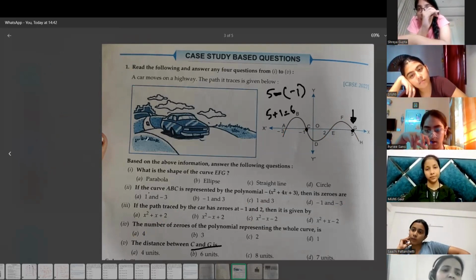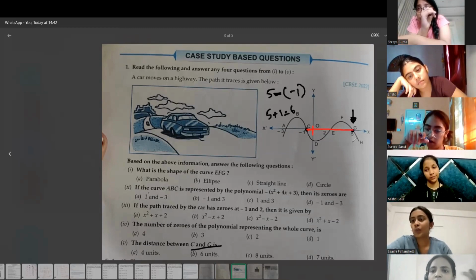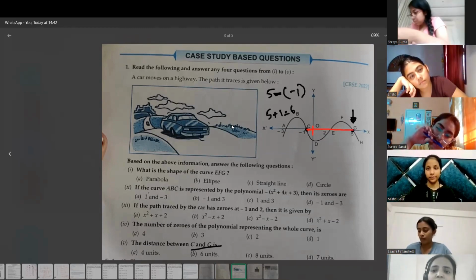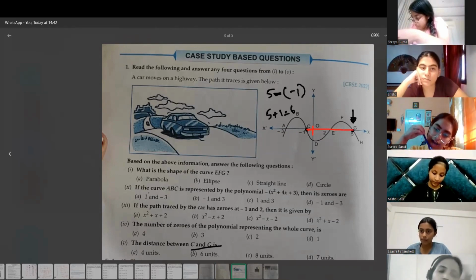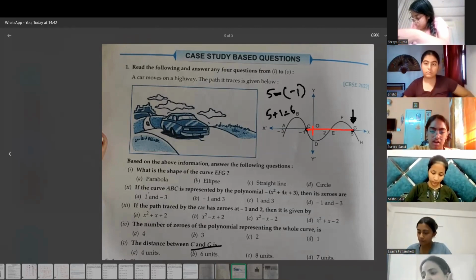Now we could understand this logically also: -1 to 0 is 1 and this is 5. So 1 and 5 together is 6. So the distance is 6. Yes, Janisha? Ma'am, will doing that also work? Both will work. Now, do you people want writing time?